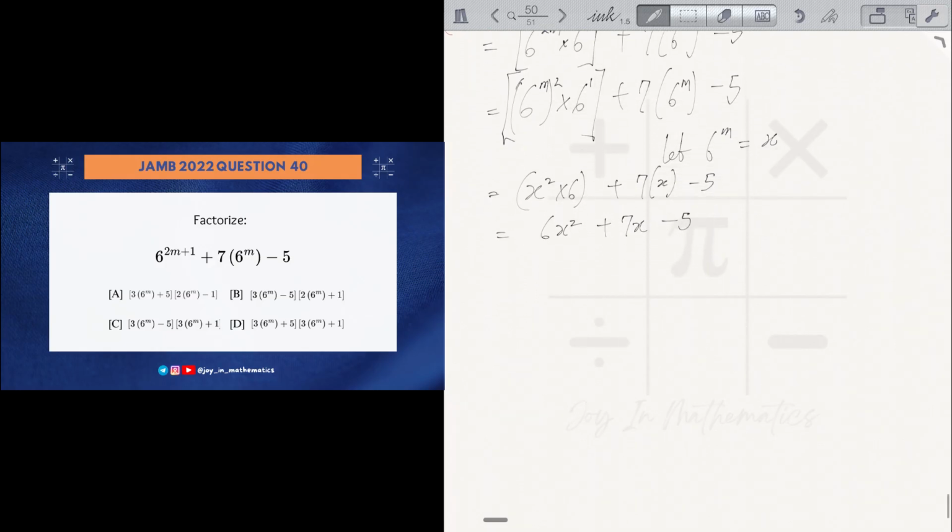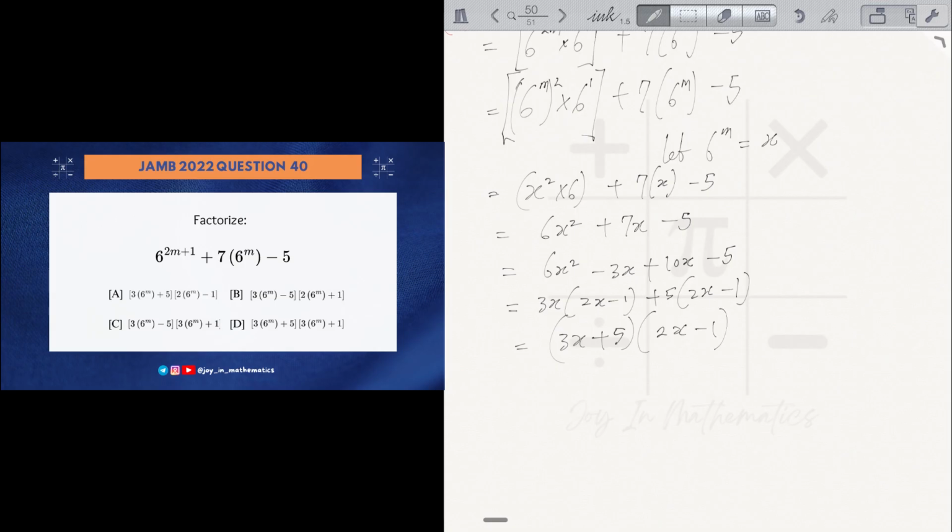Now let's factorize 6x squared plus 7x minus 5, and this will give us 6x squared minus 3x plus 10x minus 5. So factorizing with 3x, we will have 2x minus 1, plus 5, we will have 2x minus 1, and this will result into 3x plus 5 into 2x minus 1.